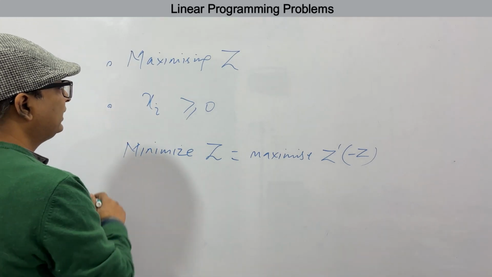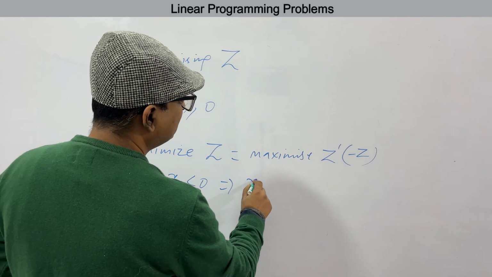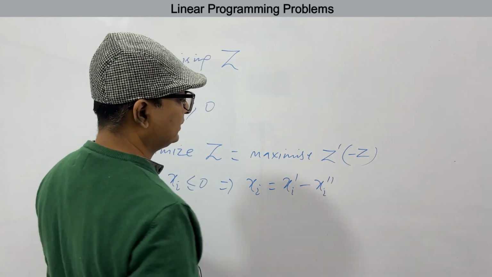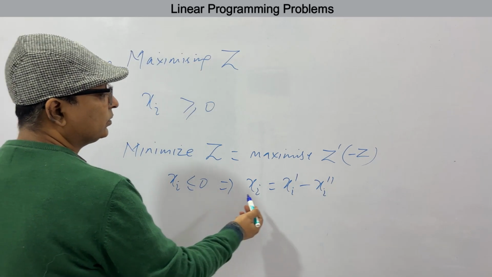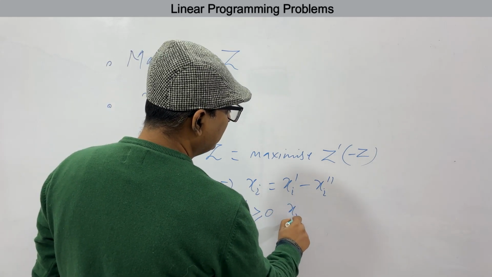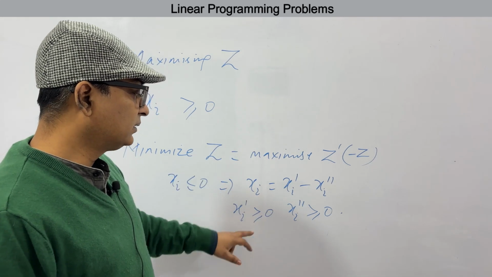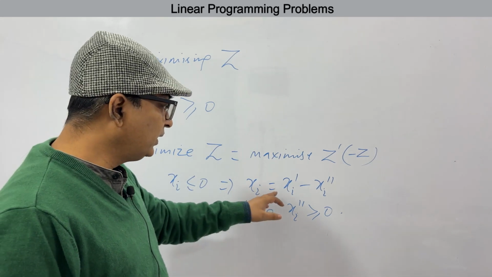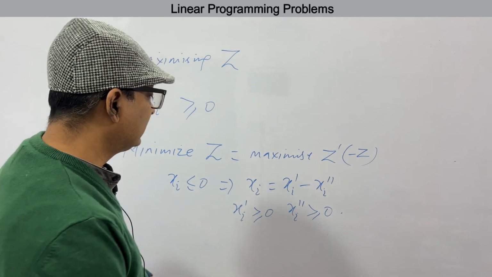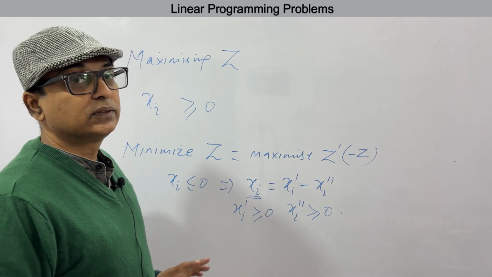Okay. Secondly, if xi is, let's say xi is less than or equal to 0, then what we do? We say xi is equal to xi dash minus xi double dash. It is less than or equal to 0. We say it is this minus this, where xi dash is greater than or equal to 0 and xi double dash is greater than or equal to 0. So now our condition is met, that the variables are non-negative. We only introduce two new variables in place of one variable. So this can be negative. We have dealt with this in this form.